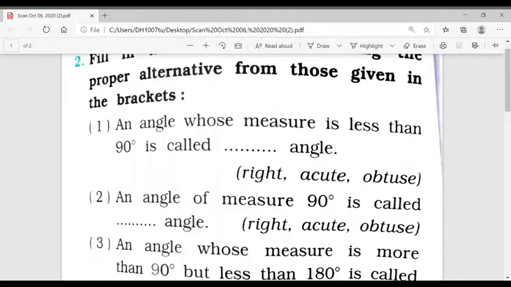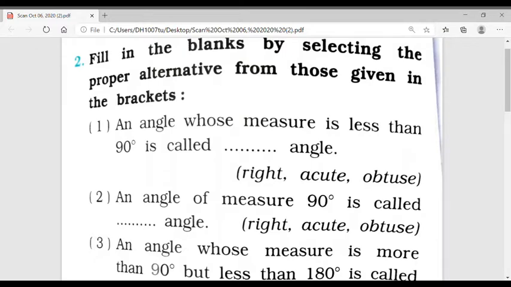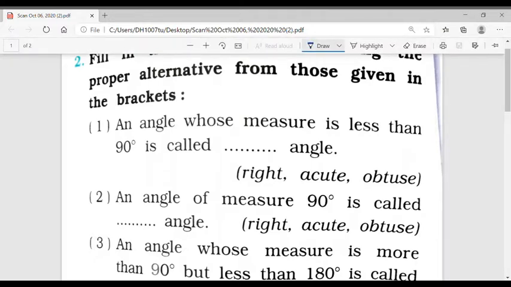What will be the answer? Acute angle. This will be the answer, acute angle. Now question number 2: an angle of measure 90 degree is called, in the second, right angle.